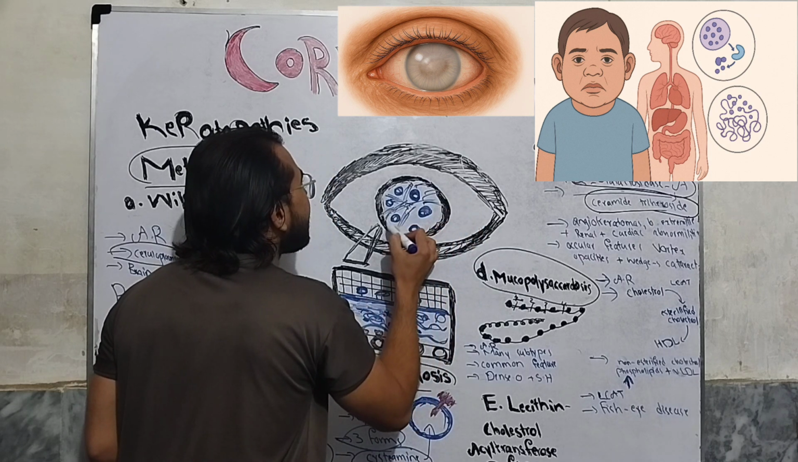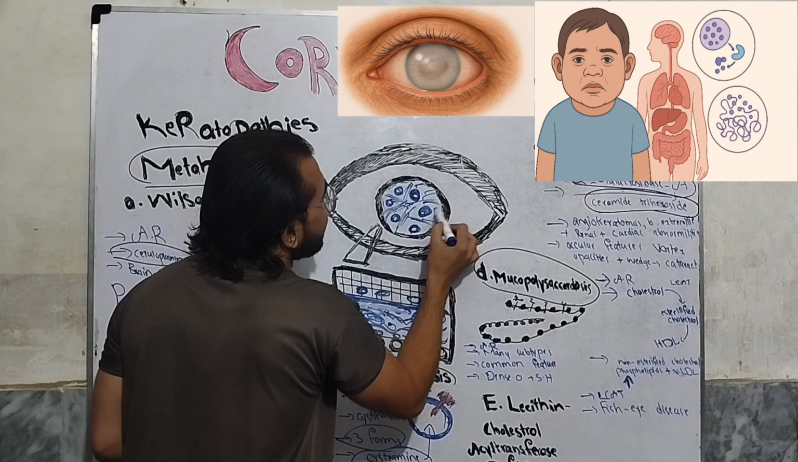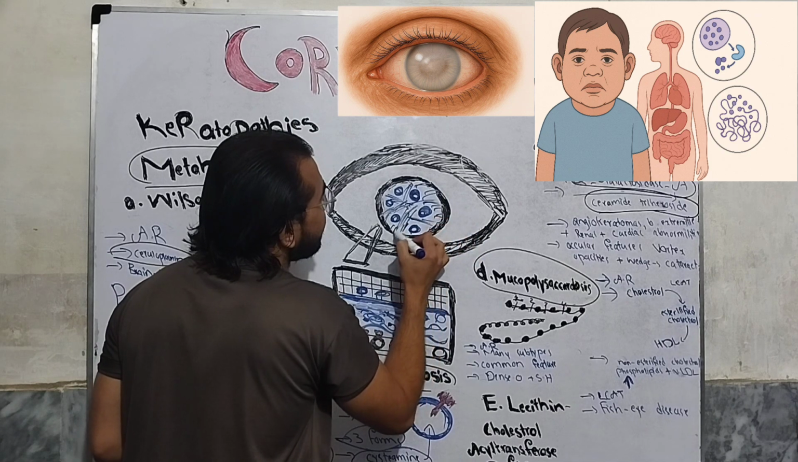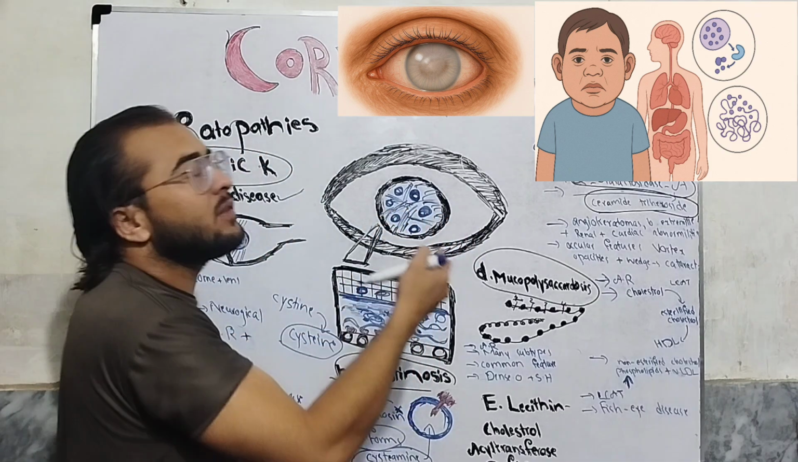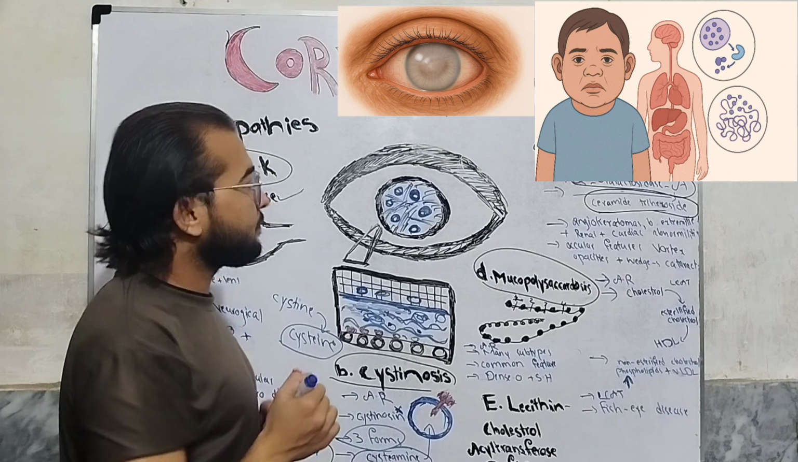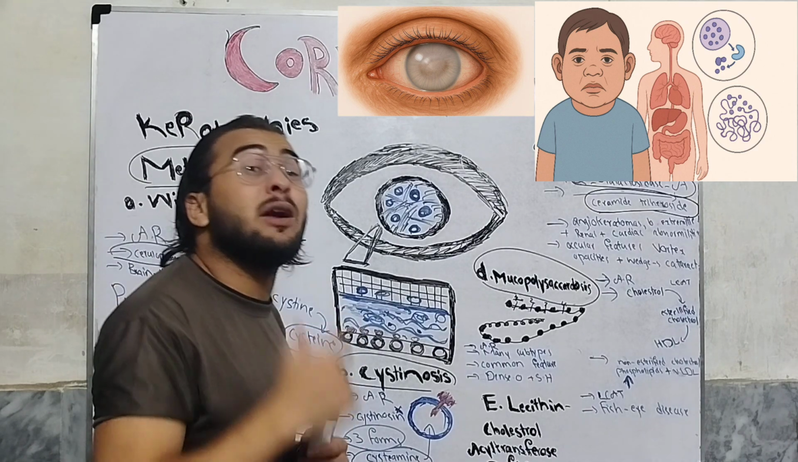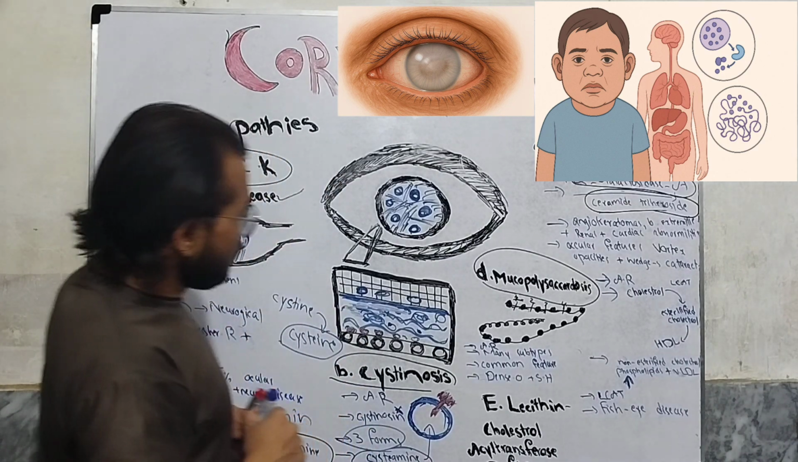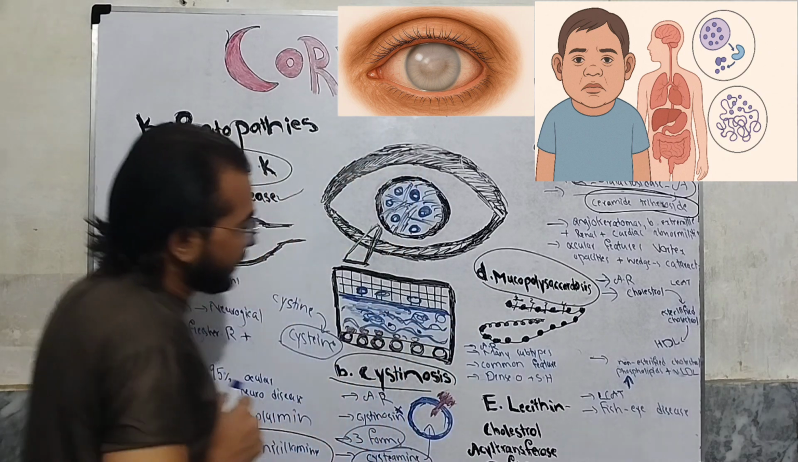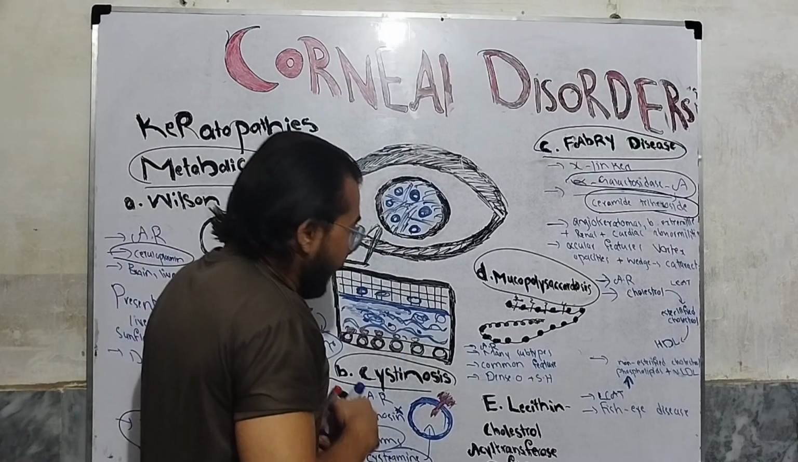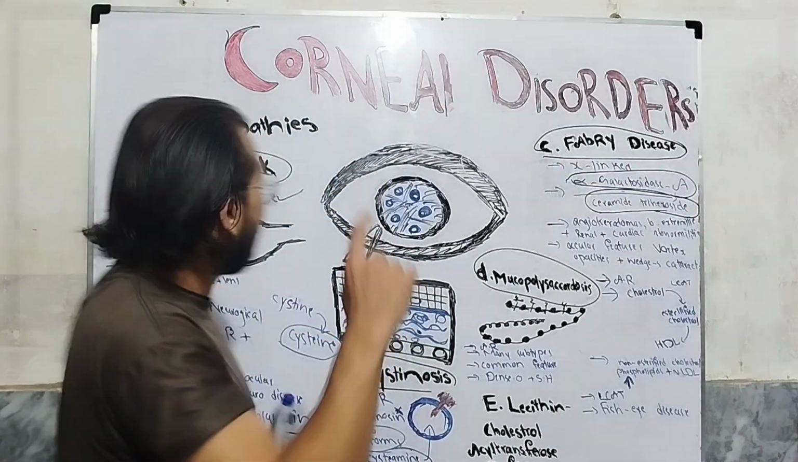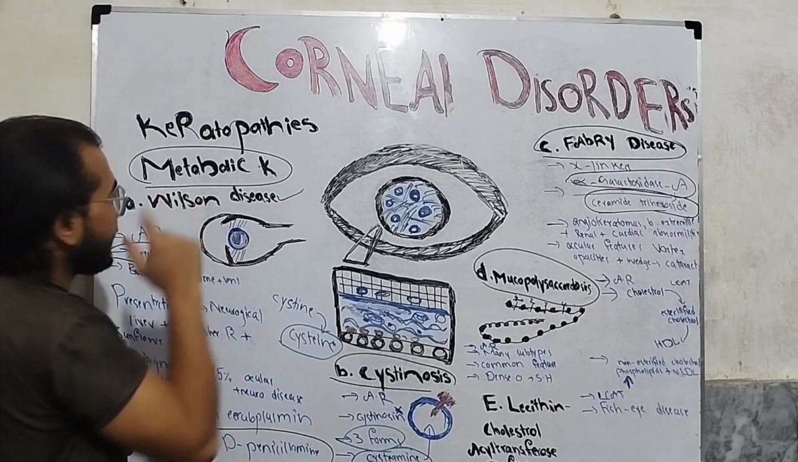Like I also discussed this type of pattern, but it is different. Okay, it is entirely different pathology. Like I have discussed this in granular dystrophy and macular dystrophy. Okay, so this was about the mucopolysaccharidosis. And we had the last of the metabolic disorders, metabolic keratopathies.